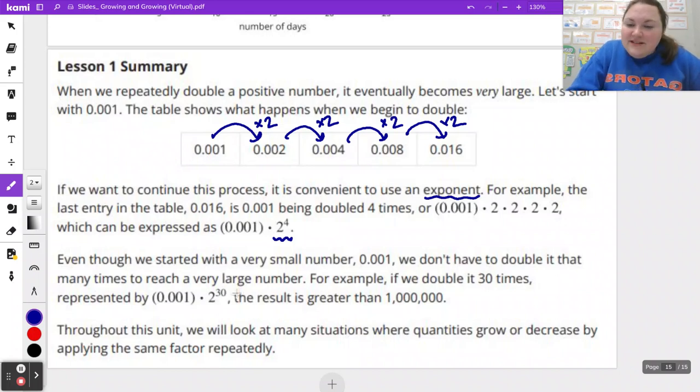Throughout this whole unit, we're going to look at a lot of different situations where quantities grow or decrease by applying the same factor repeatedly. Factor means we're talking about multiplication.